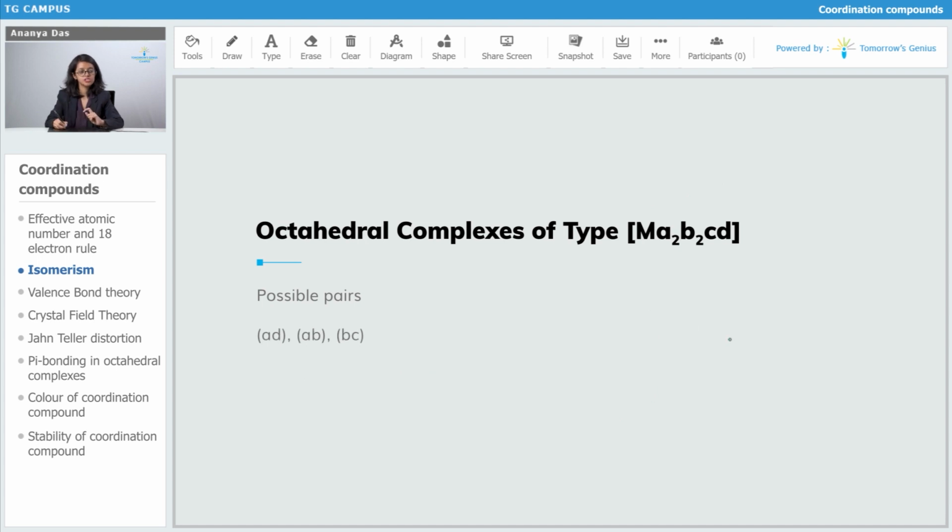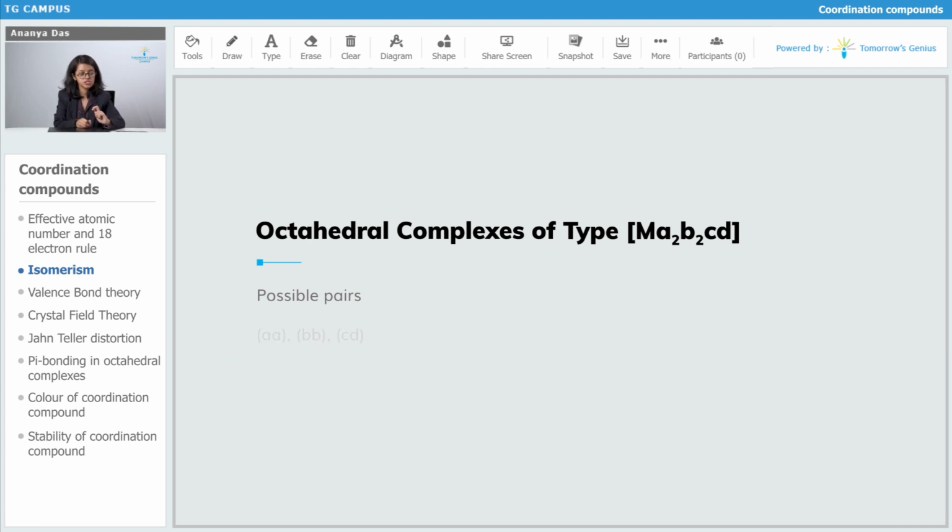This is the next possible pair. In this, A is trans to D, A is trans to B, B is trans to C. So in this also the same ligands are not trans to each other, and the trans pair is not getting repeated. This is also optically active. So right now we have 2 geometrical isomers, both of them optically active.